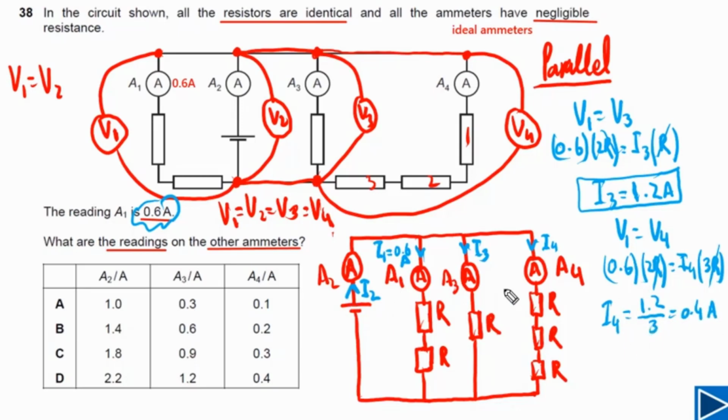Now if we need to find I2, I2 is simply equal to I1 plus I3 plus I4. If we add all of them together, our final answer will be 2.2 amps. Now you can see I2 is 2.2 amps. So this is the right answer. D is the answer. And I3 is 1.2, I4 is 0.4. So our answer for this question is D.